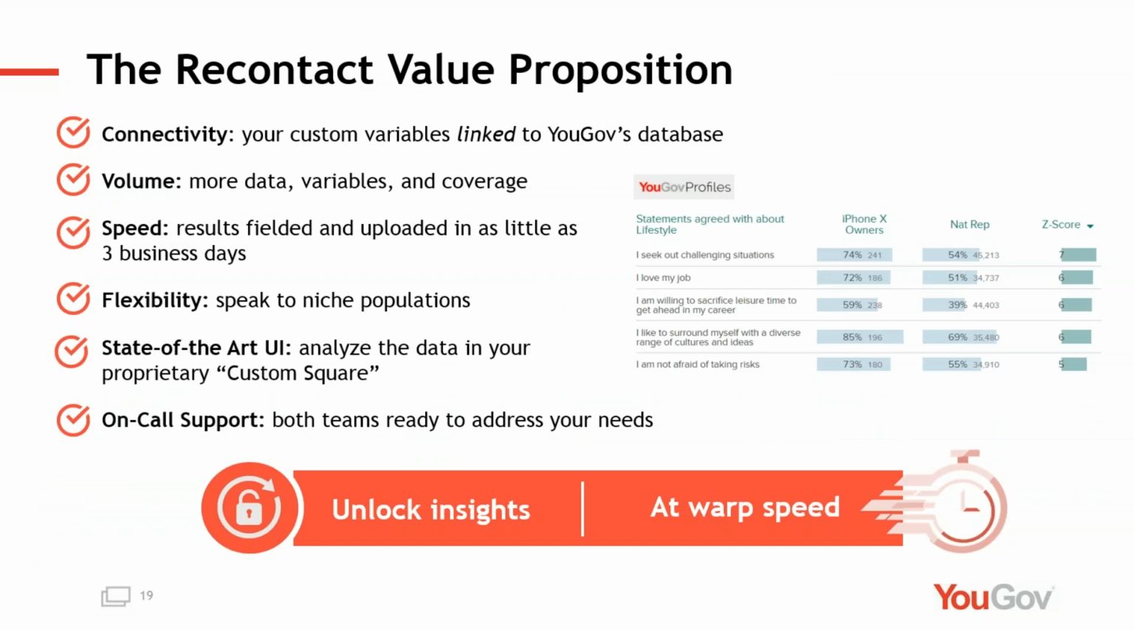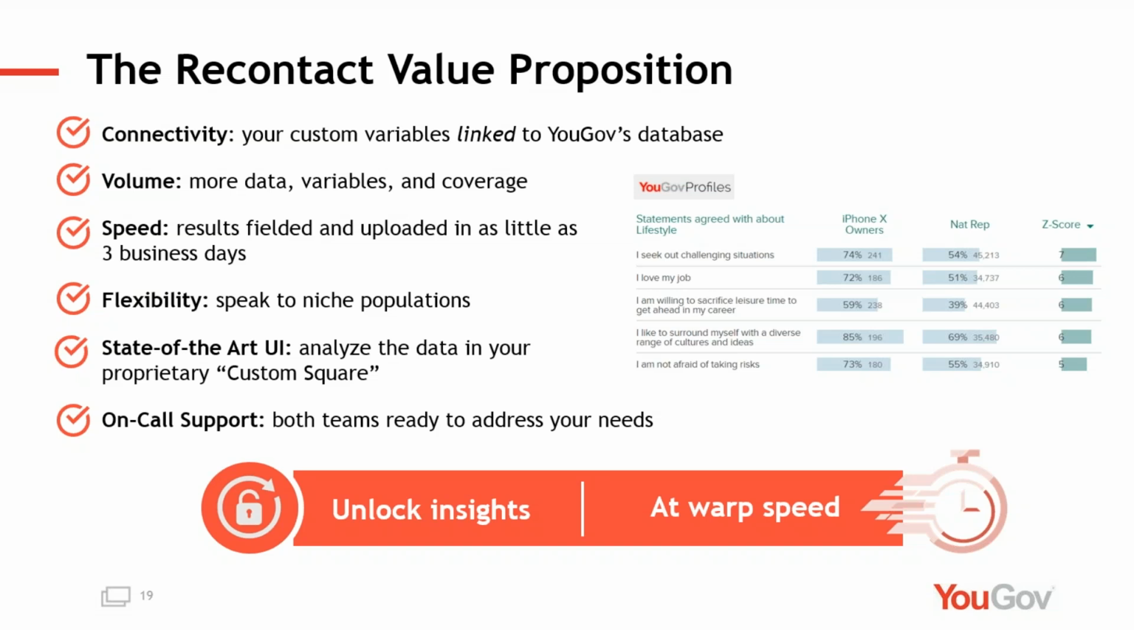So to recap, and then we're going to take some questions. So the value proposition, we spoke about connectivity, and that's everything for us. And it goes hand in hand with volume. So being able to connect your custom data to the 290,000 variables, to the variables and things that we already know about this audience. Speed, another huge differentiator.